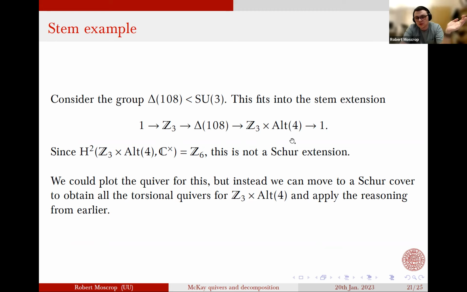Now, is this a Schur extension? It's not, because you can calculate this thing pretty easily. This thing is a Z6, so there's not enough here to be a Schur extension. So what we could do is plot the quiver from here, or we could try to go to a Schur extension instead. If I take a general Schur extension, that would be some group of order 216. I could then plot the quiver for that and see what happens, and then compare with what we'd get from just doing the quiver for this thing.